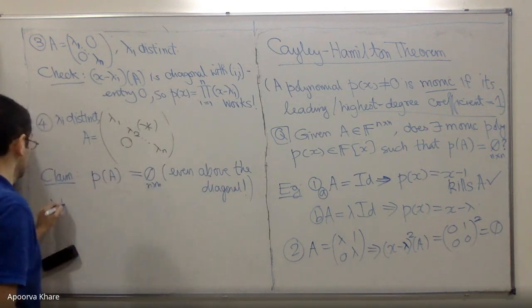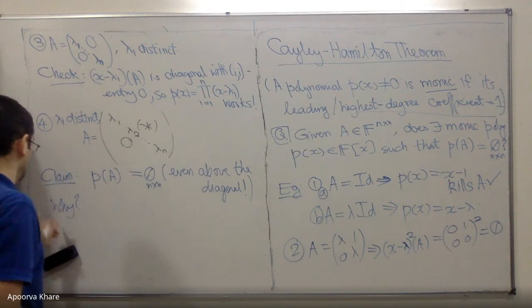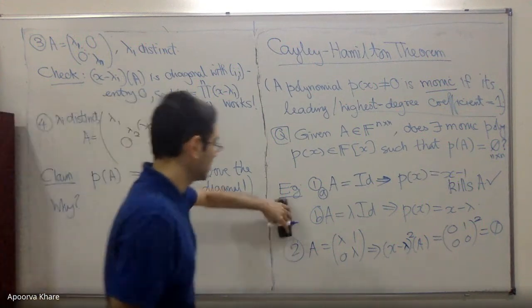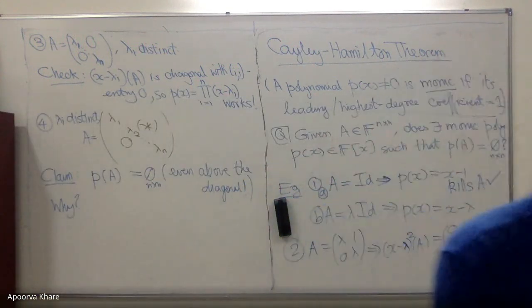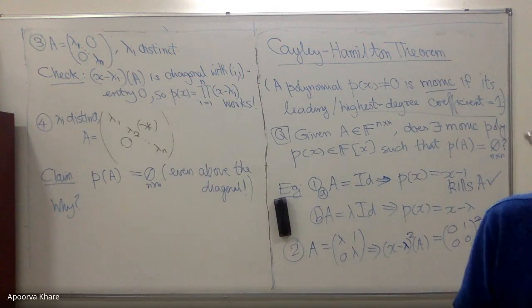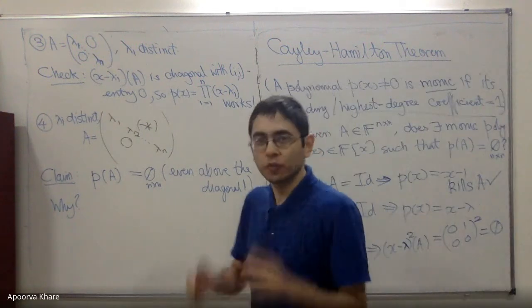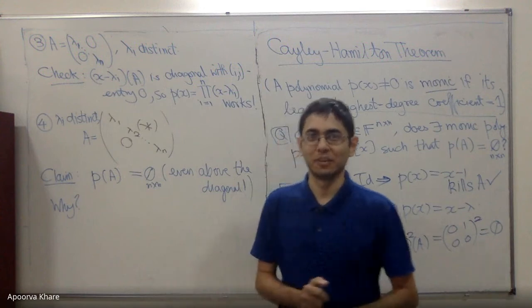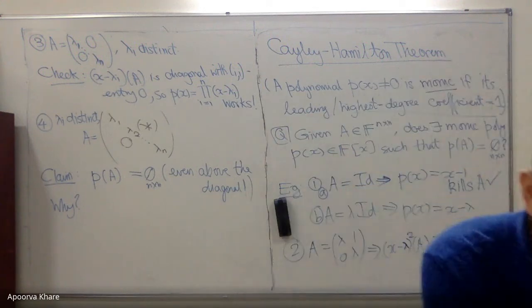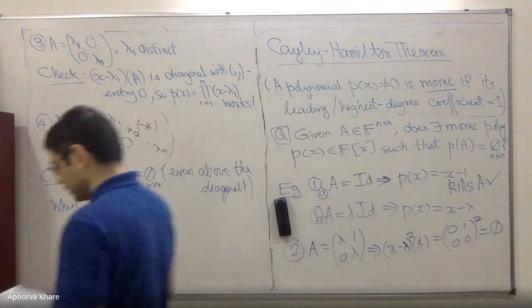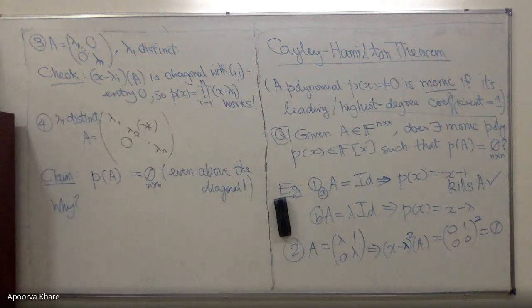So why? And the answer is it is not just true for upper triangular matrices or lower triangular matrices. It is true for every matrix over every field. In fact, over something more general than a field called a ring. So I'll write this down.